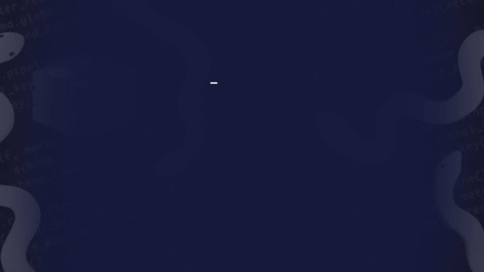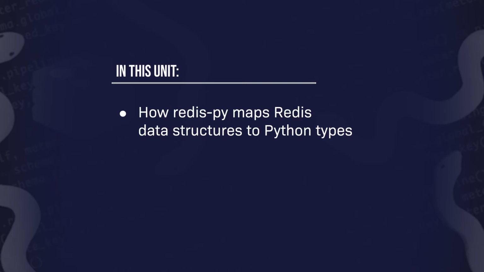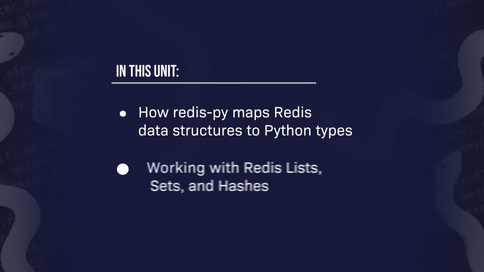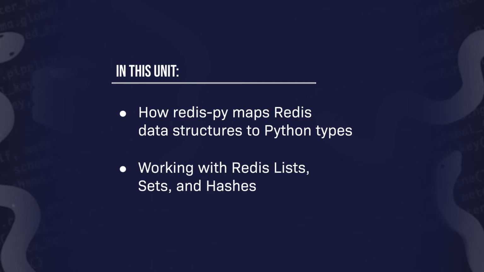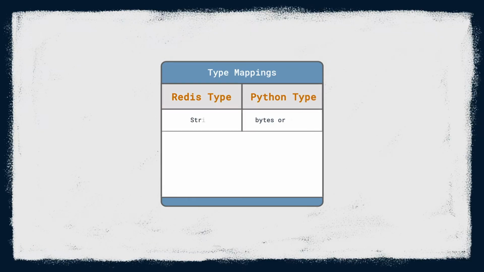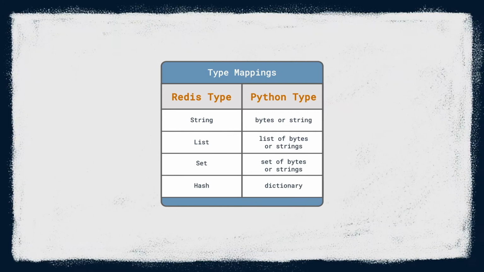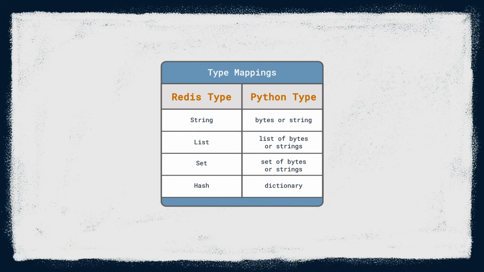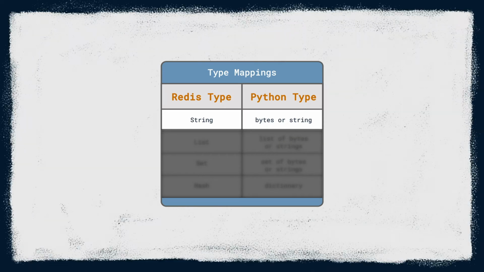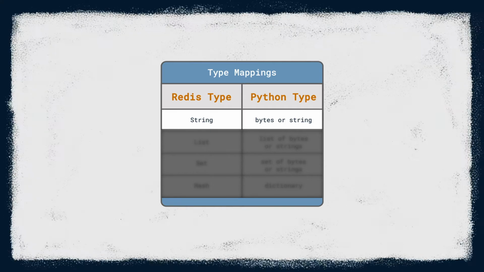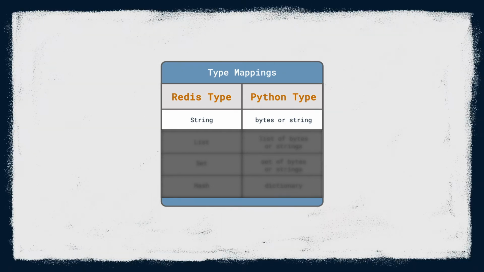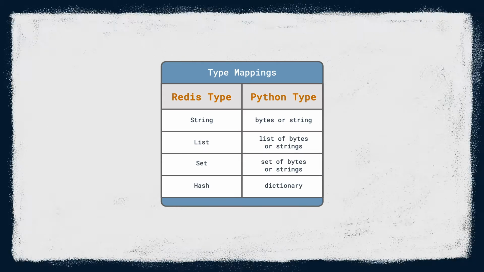Now that you know more about Redis Pi, let's use it to run some basic Redis operations. First, we'll see how Redis data structures map to Python types, and then we'll look at some examples from the course project. Redis Pi maps Redis data structures to their equivalent Python types. You probably remember from our discussion of string encodings that Redis Pi can map Redis strings to Python bytes objects or string objects. Now let's talk about a few of the other Redis types.